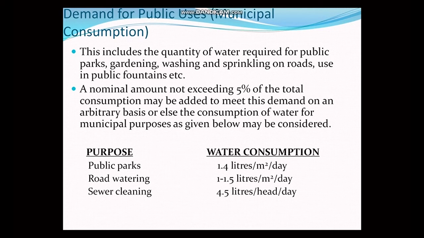This includes the quantity of water required for public parks, gardening, washing and sprinkling on roads, use in public fountains, etc. A nominal amount not exceeding 5% of the total consumption may be added to meet this demand on an arbitrary basis, or else the consumption of water for municipal purposes can be considered as given below. For the purpose of public parks, the water consumption can be considered around 1.4 liters per meter square per day. For road watering, the water consumption can be considered as between 1 to 1.5 liters per meter square per day. And for sewer cleaning purpose, the water consumption can be considered as 4.5 liters per head per day.